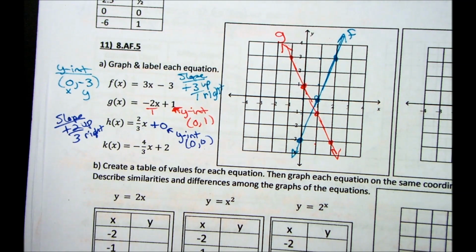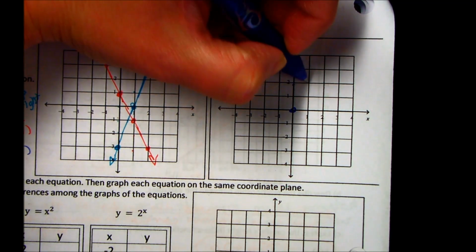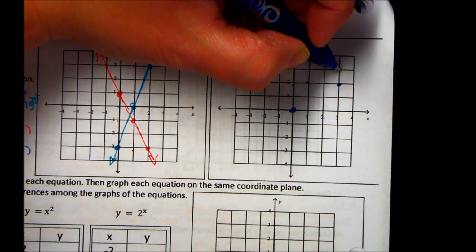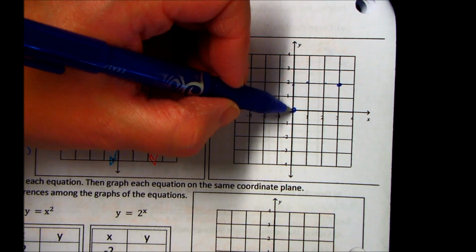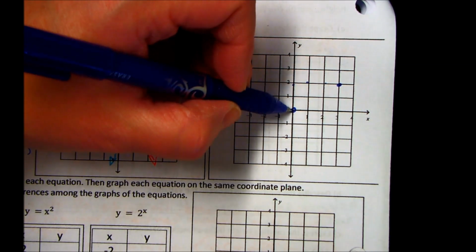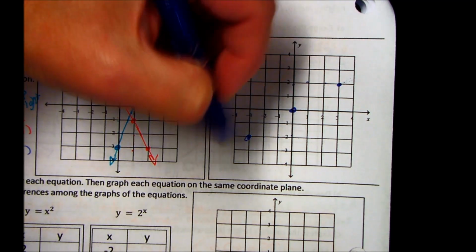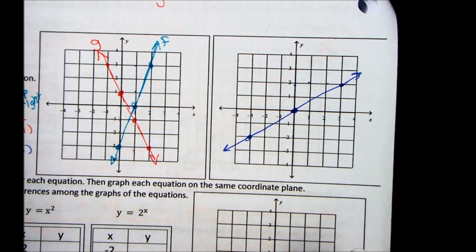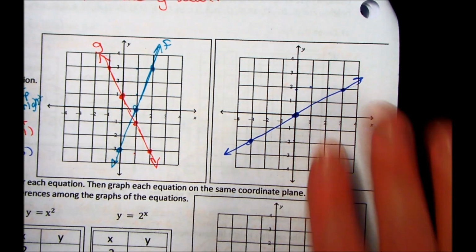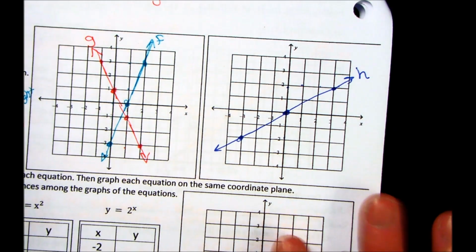Or you can plug and chug and make a table of values. So going over here, starting at 0, 0, I'm going to go up 2 and to the right 1, 2, 3. If I went up 2 and to the right 3, I'd be off the graph. But if I wanted to, I could extend the line in the opposite direction, go down 2 and to the left 3. But these should all line up and be in a nice straight line. Again, on the computer, you only need to have 2 accurate points to draw your line. And then I'm going to label that H.